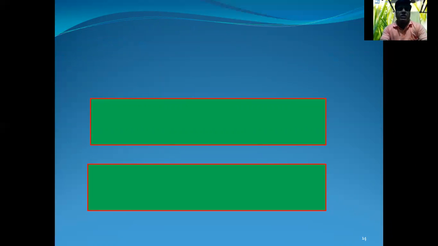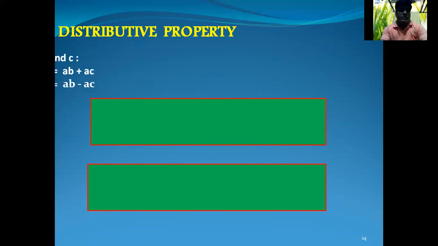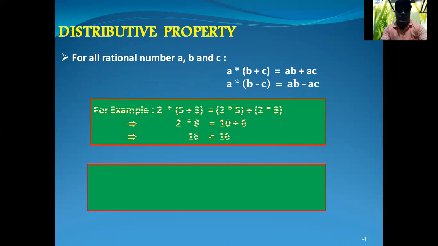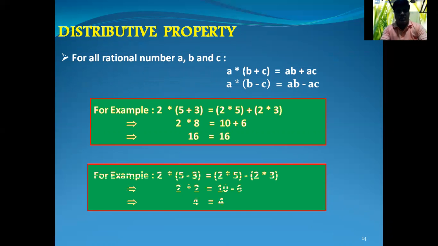We are talking about the properties of rational numbers. The next property we'll talk about is the distributive property. What is the distributive property for rational numbers? For all rational numbers a, b and c, a multiplied by (b plus c) equals ab plus ac. Similarly, a multiplied by (b minus c) equals ab minus ac. For these two, an example is given in the box below.